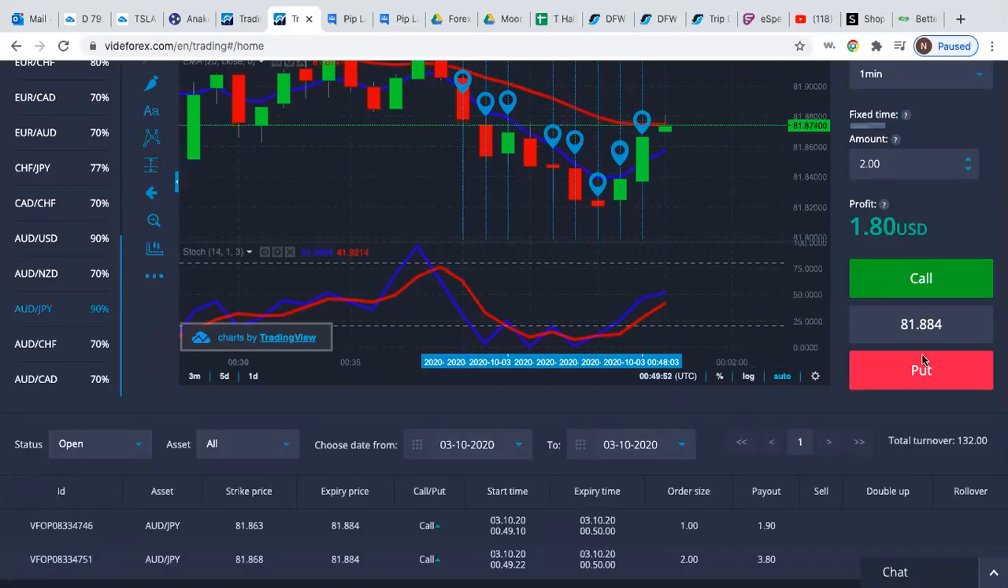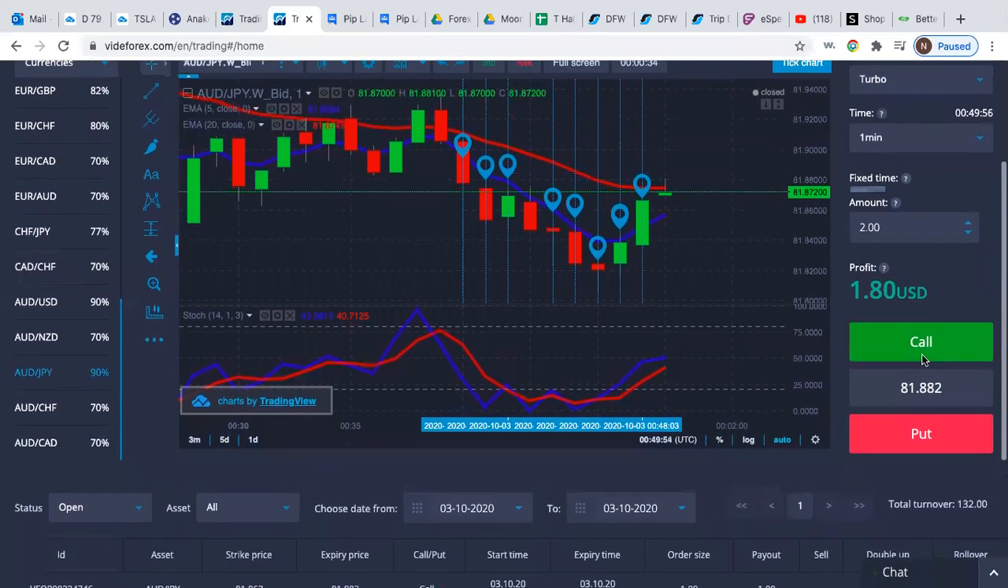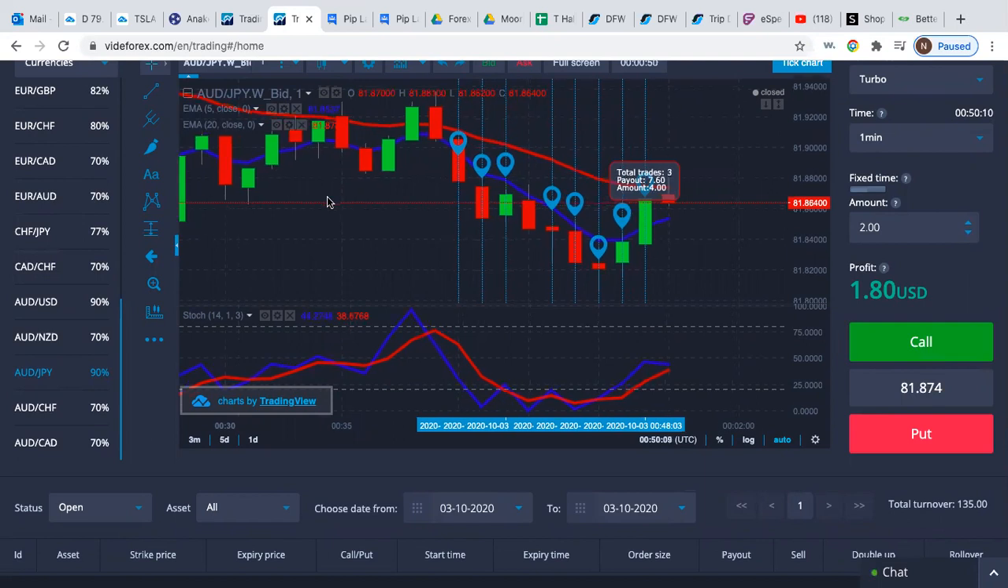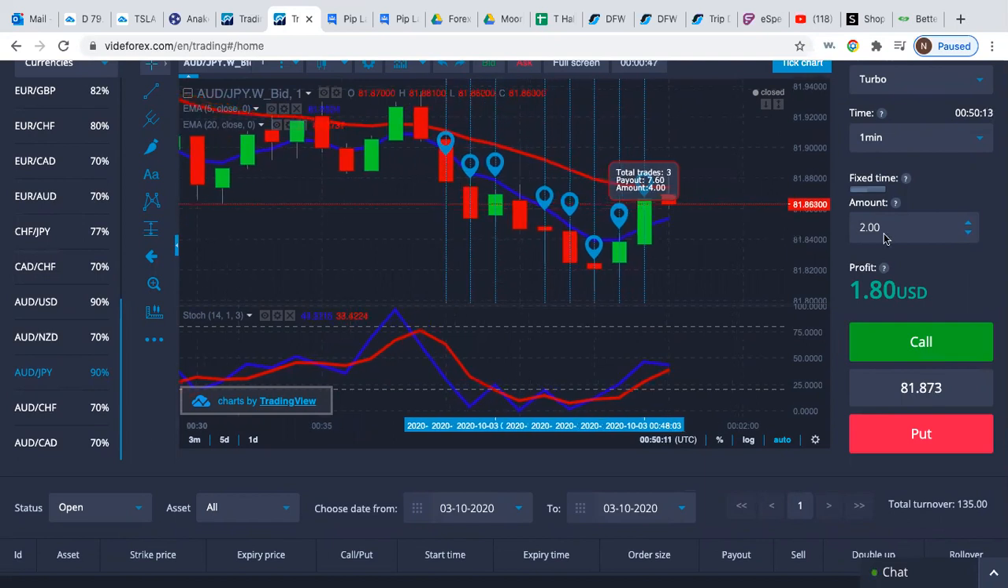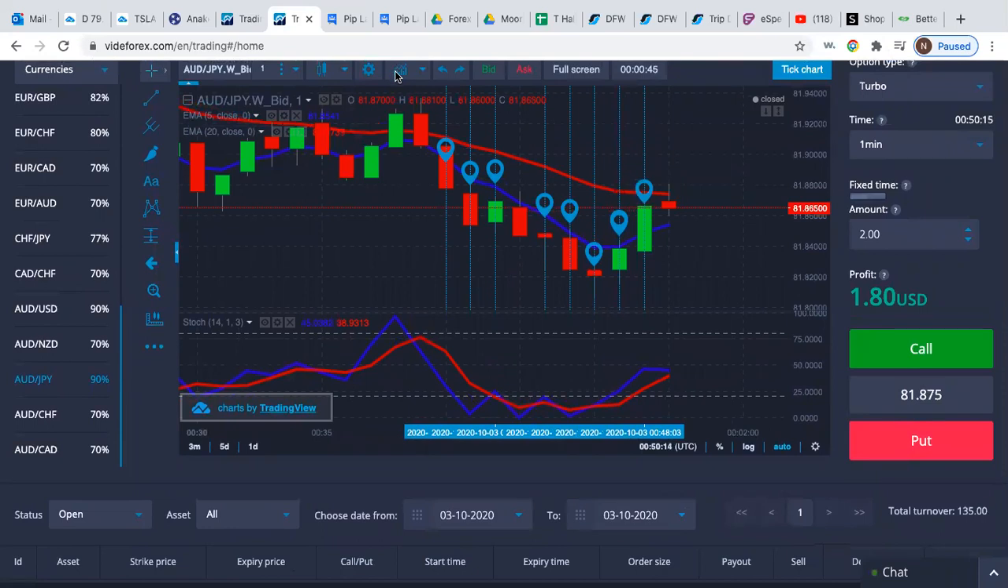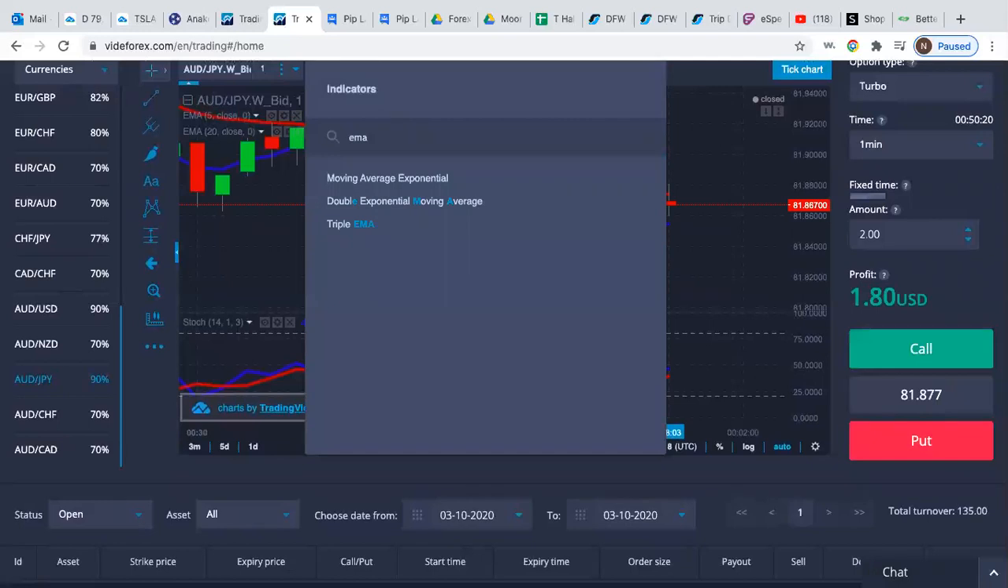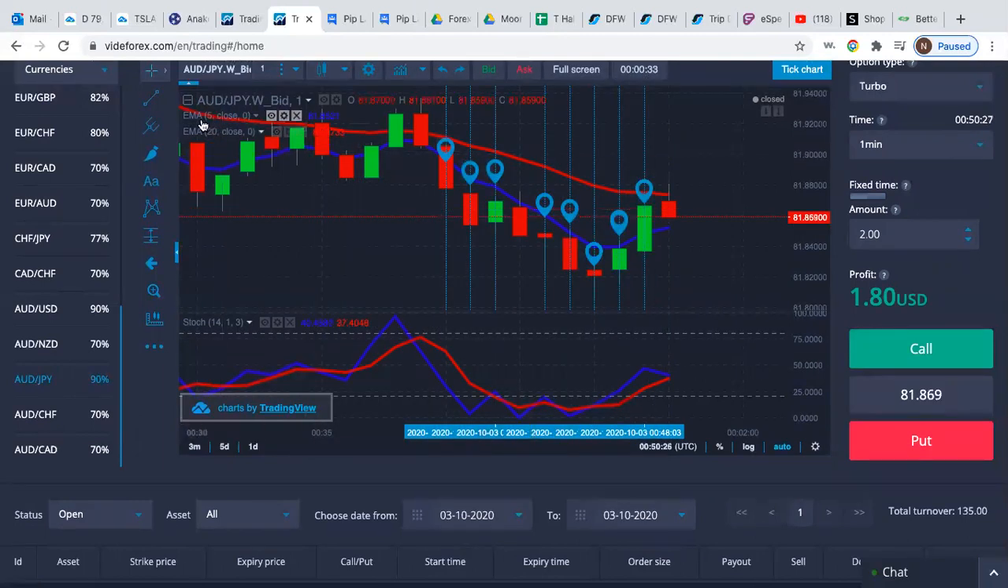Hello, I wanted to take out some time this evening and show you all my strategy in which I use indicators to trade binary options. For the setup, I use two EMAs. So you would come here and click on the indicator button and just type in EMA. And it's this one, moving average exponential. I use two of them.